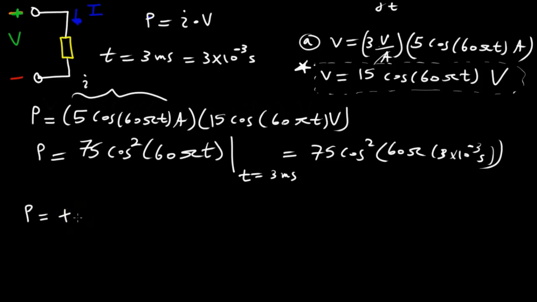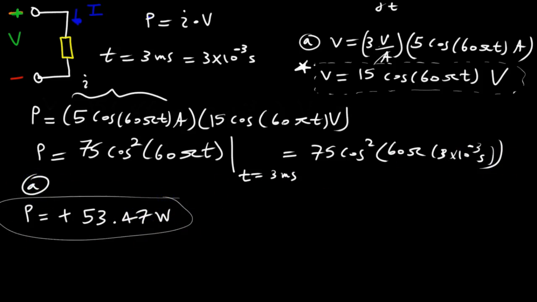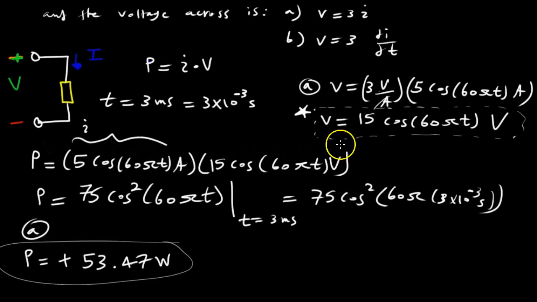So what we get here is 75 times cosine squared. Let's see here, putting this into the calculator, cosine 60 pi times 3e to the negative 3. Now let's make sure we square the right thing here. And I end up getting positive 53.47 watts. So that is for part A. That's how much power the object is using, dissipating away.